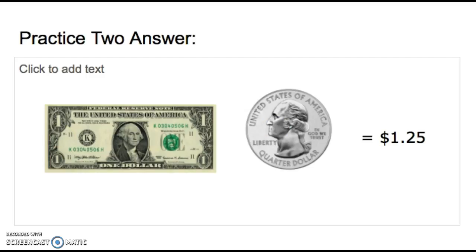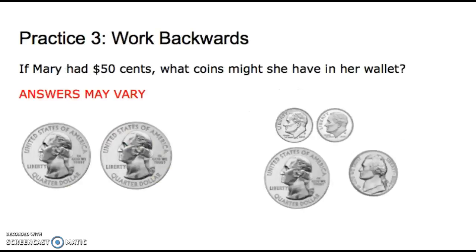So now those are just 2 simple problems that we just went over. But now let's think about it differently. Say instead of giving you how much change I have, or what I'm giving you, I give you the exact amount and you have to give me what coins you used. For example, if Mary had 50 cents, what coins might she have in her wallet? Well, that's your time to think, because the answers may vary.